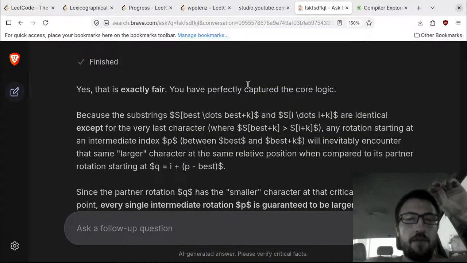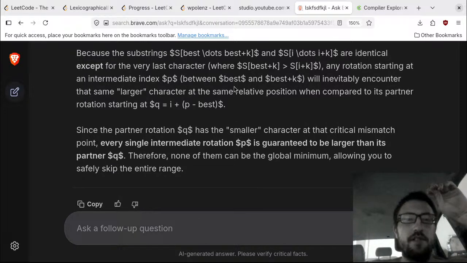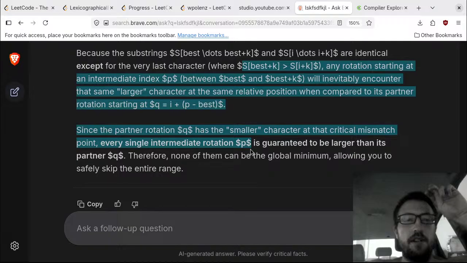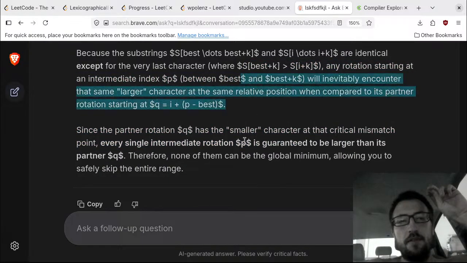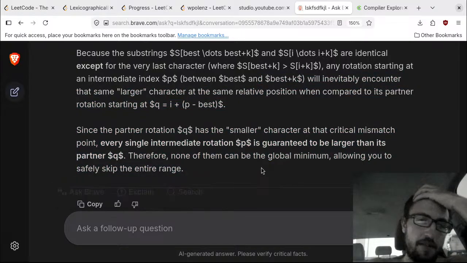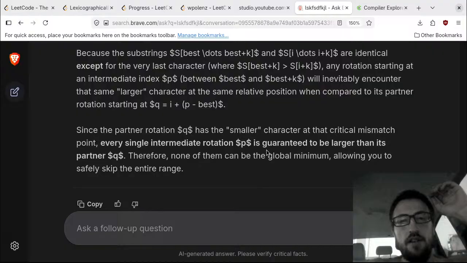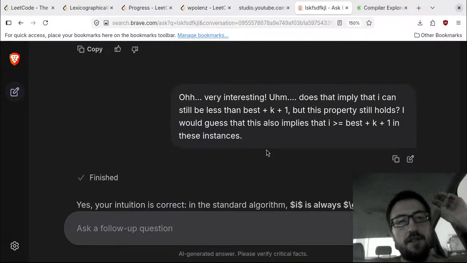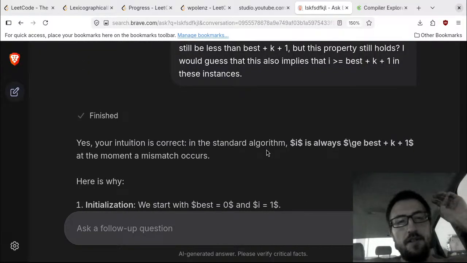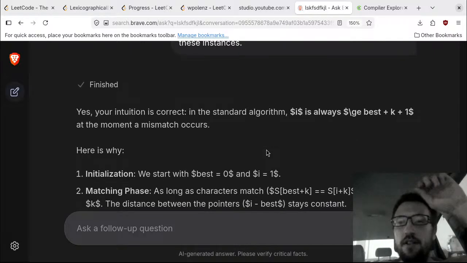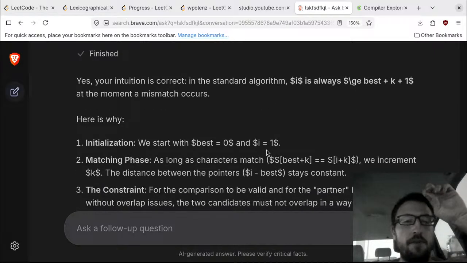This perfectly captures the core logic. The substrings are identical except for the very last character. Any rotation starting at an intermediate index will inevitably encounter the same larger character at the same relative position when compared to its partner rotation, and the partner rotation has the smaller character at that critical mismatch. Every single intermediate rotation is guaranteed to be larger than its partner. None of them can be the global minimum, allowing you to safely skip the entire range. The intuition is correct: in the standard algorithm, i is always greater than or equal to best plus k plus 1 at the moment a mismatch occurs. Here's why.